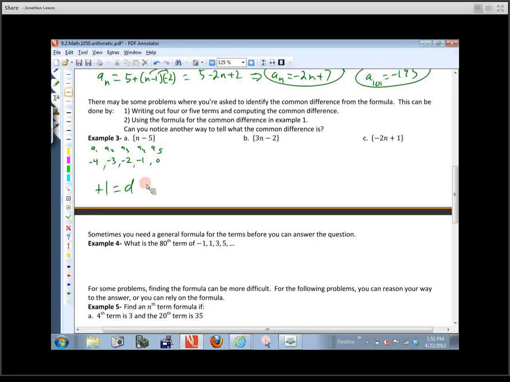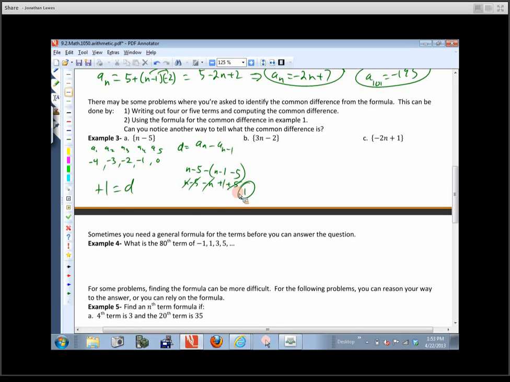You could also do this. There's that formula that says the difference is the nth one minus the n minus 1 term. It's just the difference between any two terms. If you take any one of them and subtract the one before it, that will give you the common difference, but you can do it this way. This is n minus 5 minus the one right before it, which would be n minus 1 minus 5. Now that looks really silly, but watch what happens. This is n minus 5 minus n plus 1 plus 5. And look what happens. Those cancel. Those cancel. And we're left with a 1. So there's our common difference of 1.